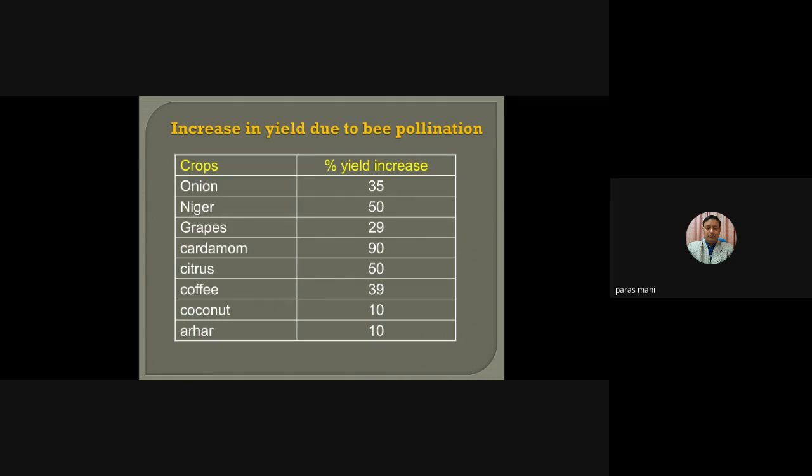In onion, it is 35% yield increase. In Niger, it is 50%. Grapes, 29%. There are different studies carried out. Different scientists or different researchers got different results. Even if the same researcher conducts the same experiment in the same field, we will not get very similar results. These results may vary.